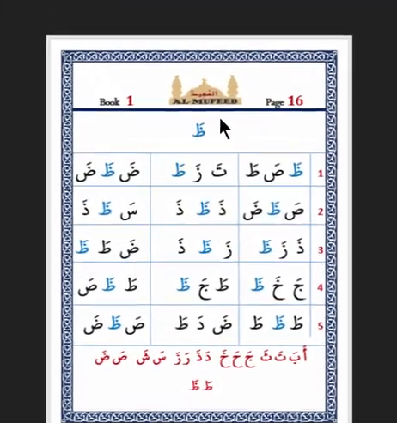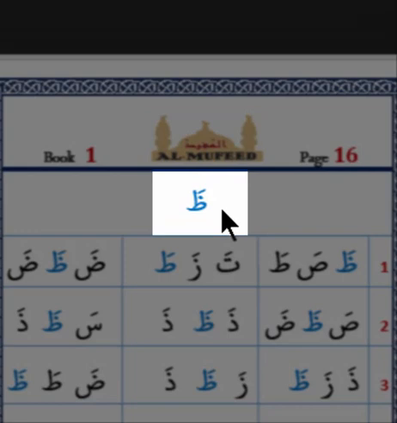Al-Mufid, Book 1, page 16. The title: Va, Va, Va. This letter is unique to the Arabic language. It's a heavy letter, so you need to pronounce it heavy. Va, Va. Now, a common mistake is to try to pronounce it light when you say zo, zo. That will change it into another letter. It has to be pronounced heavy. Va, va, va.